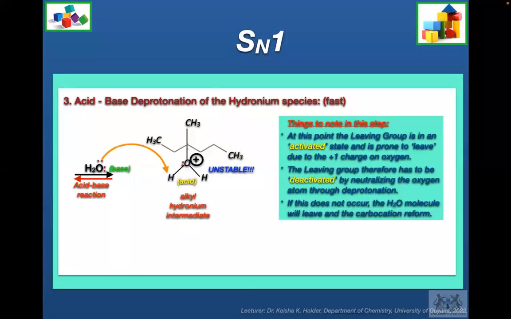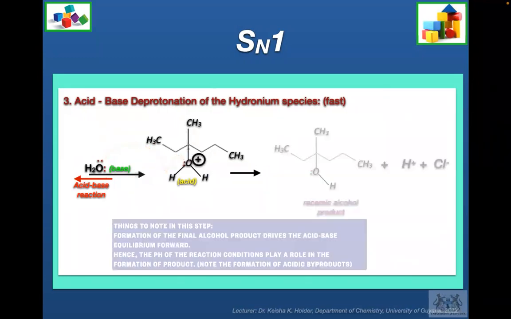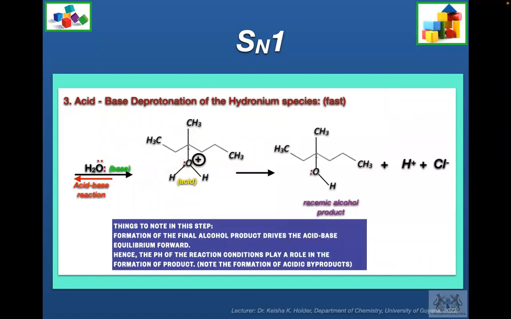So water deprotonates the hydrogen, or removes the hydrogen from the hydronium species, pushing our electrons onto the oxygen atom itself. And what that then leads to is the formation of our alcohol product. And you note that once this alcohol product is formed, there is no longer the positive charge on the oxygen itself, and oxygen has reacquired its lone pair of electrons. So that now becomes the resting state for the reaction.